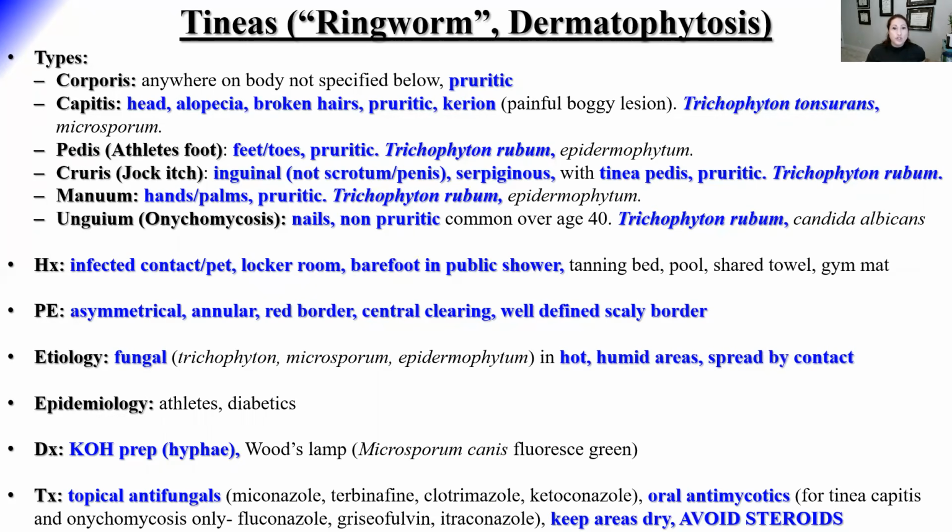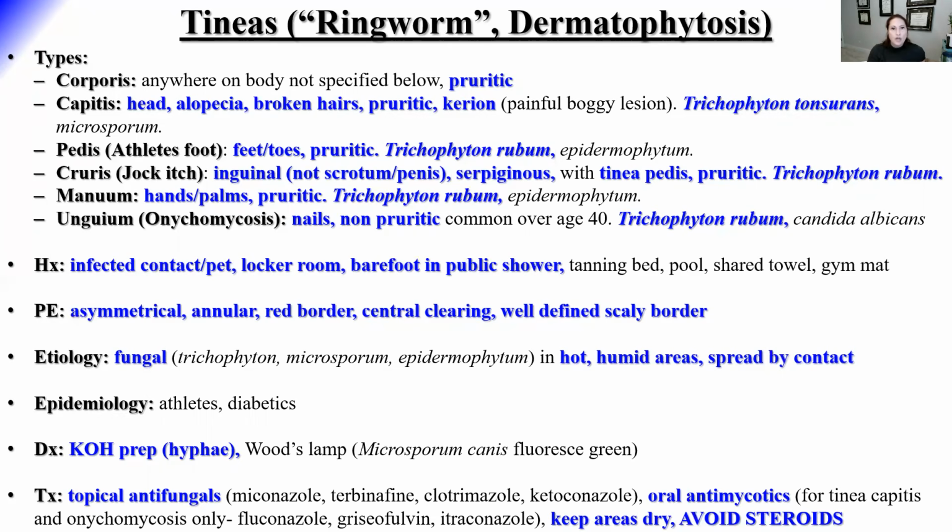Tinea cruris, or jock itch. These usually go together, Tinea pedis and Tinea cruris. And the way that I remember these is that athlete's foot and jock itch, they both have to do with people who play sports. They occur together. The important thing about Tinea cruris is it's only inguinal. It spares the scrotum and the penis. It's a very serpiginous kind of rash, so kind of an S shape. And again, this one is with Tinea pedis.